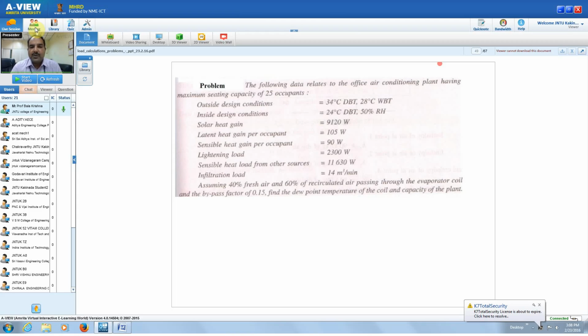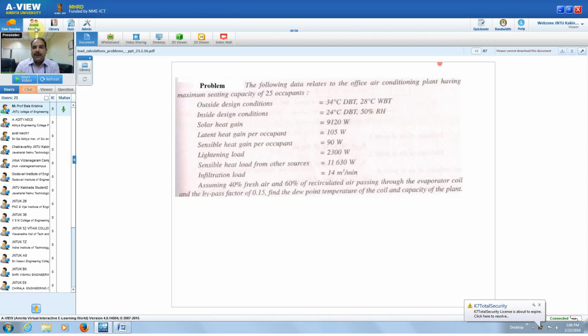Infiltration load is 14 meter cube per minute. Assume 40% fresh air and 60% recirculated air through the evaporator coil, and a bypass factor of 0.15. Find the dew point temperature of the coil and the capacity of the plant. So try to do it at home. Otherwise, we'll see it in the next class.